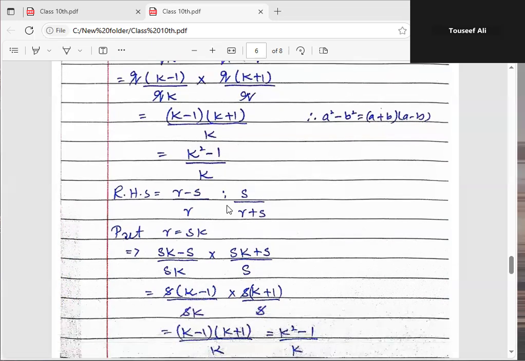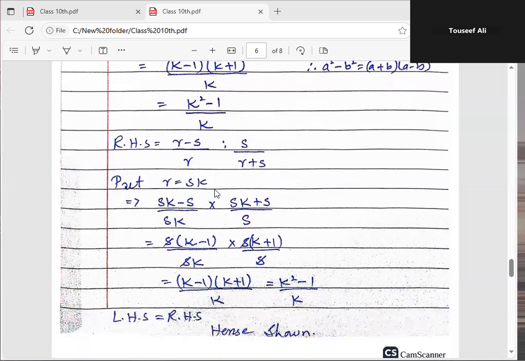Now we are considering its right hand side. The right hand side is (R minus S) divided by R, ratio, S divided by (R plus S). Now here we have the value that R equals SK, so in place of R, replace SK. It becomes (SK minus S) divided by SK, and the ratio is just in division form. So by changing this division into multiplication, we take the reciprocal. In the denominator we replace R, which is SK, so it becomes (SK plus S) divided by S.